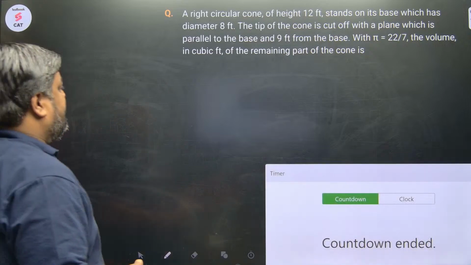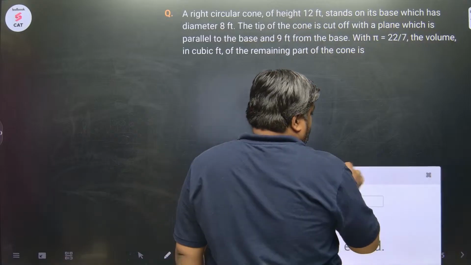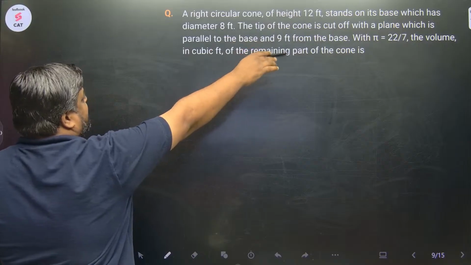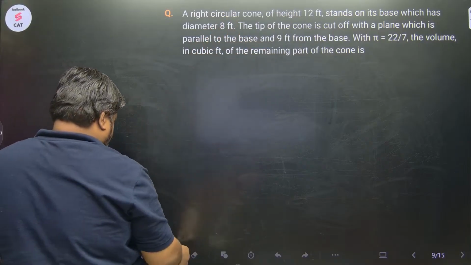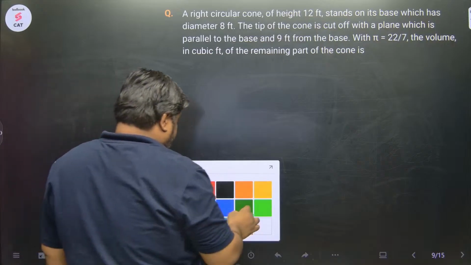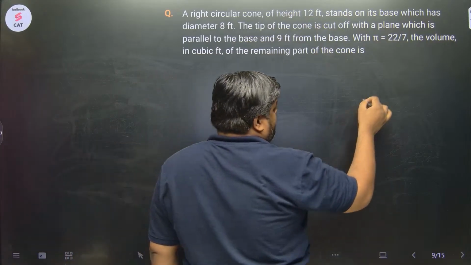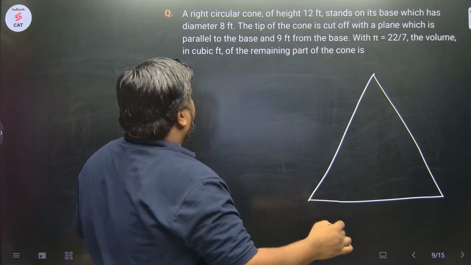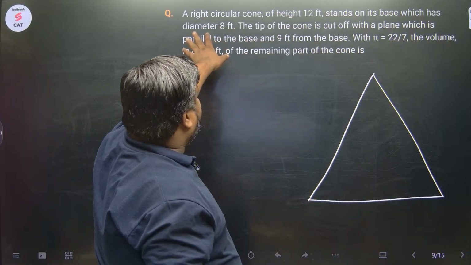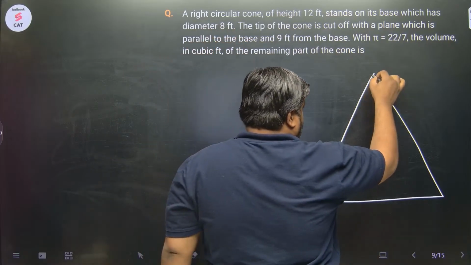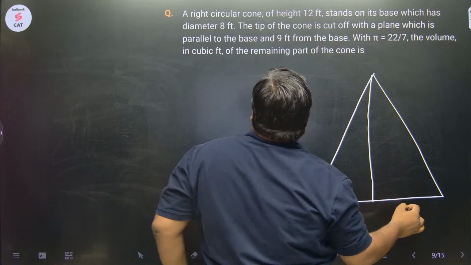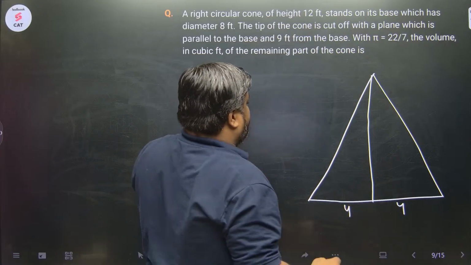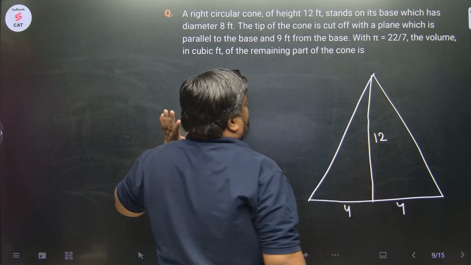Chalo, time's up for this question as well. Aa jao. A right circular cone of height 12 feet stands on its base and the diameter is 8 feet. Okay, quickly karte hain isko. So the cone will look something like this. The height of this is 12 feet and diameter is 8. So this is 4 and this is 4, and height is 12 feet.